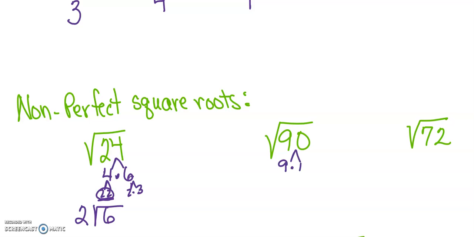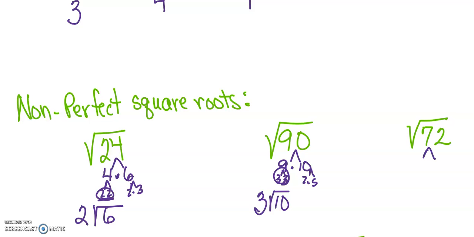So let's try another one. 90 would be 9 times 10. 9 is a perfect squared number. Remember, it's 3 times 3. So this comes out. 10 is not a perfect squared number. It's 2 times 5. So that 10 has to stay inside the radical because it doesn't have a perfect square to be removed. All right, now there's a bigger number up here, 72.